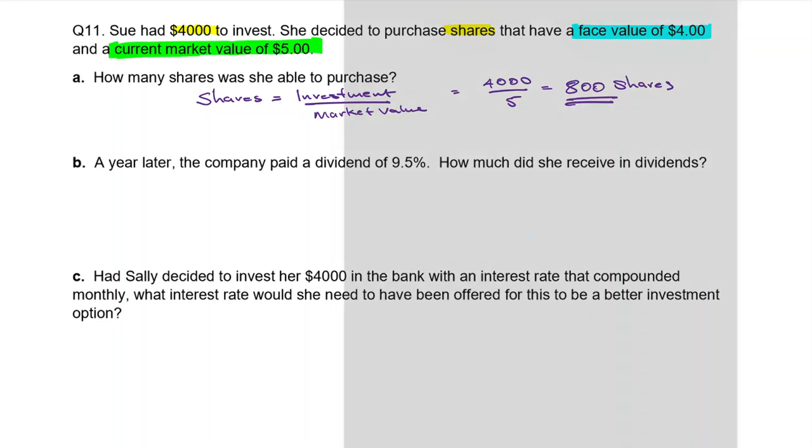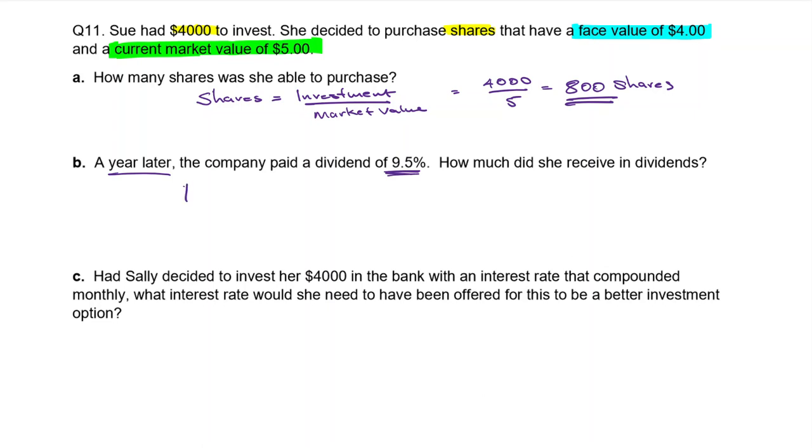They've got 800 shares in this company, and a year later the company paid a dividend of 9.5%. So that means the company, because you bought shares, they're going to pay you a certain amount every year. So in that year they paid 9.5%.